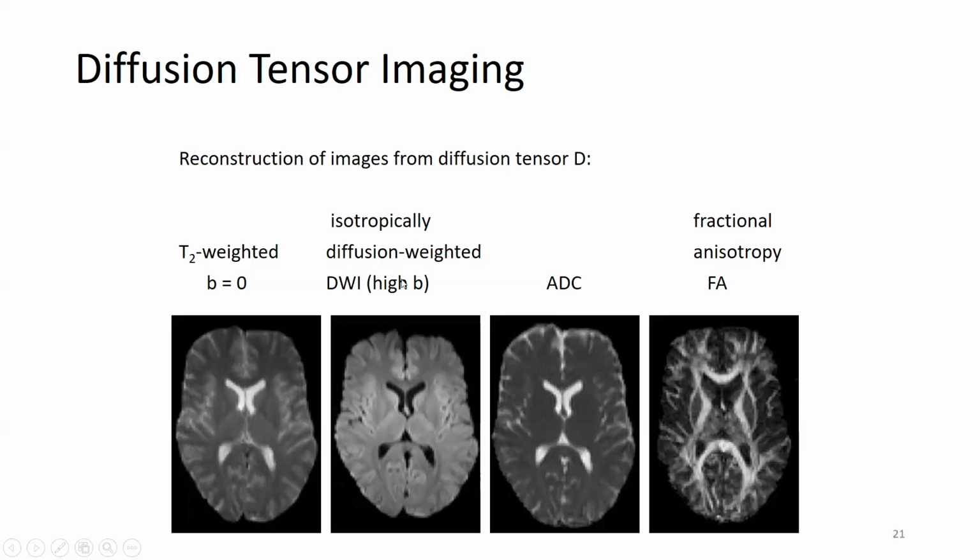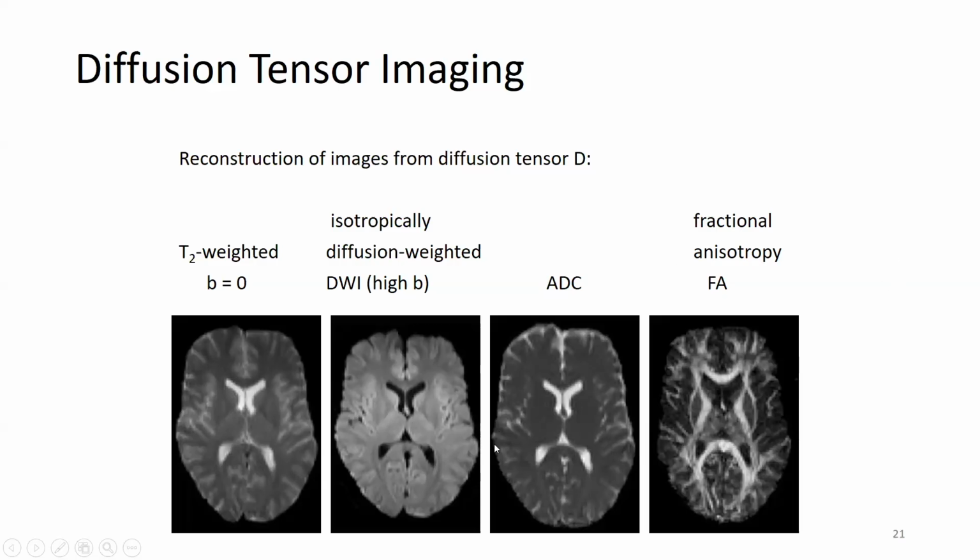I can also say, okay, I have all these different orientations, but I can average those. And then I get what I call the isotropic or diffusion-weighted image. And this is also the image that you already know. I can still calculate my ADC, my apparent diffusion coefficient, which is again the average over all the directions. But now I have another contrast, and I call this the fractional anisotropy, or FA.